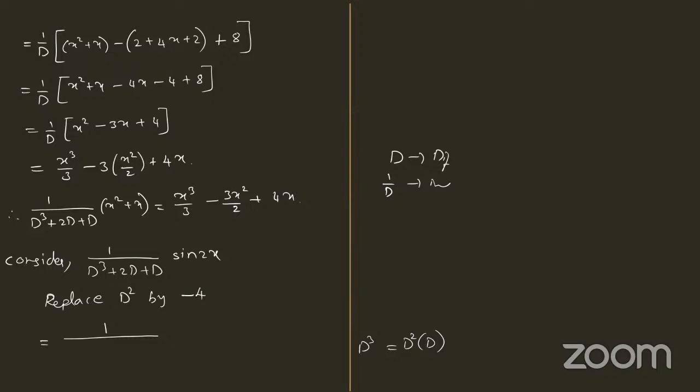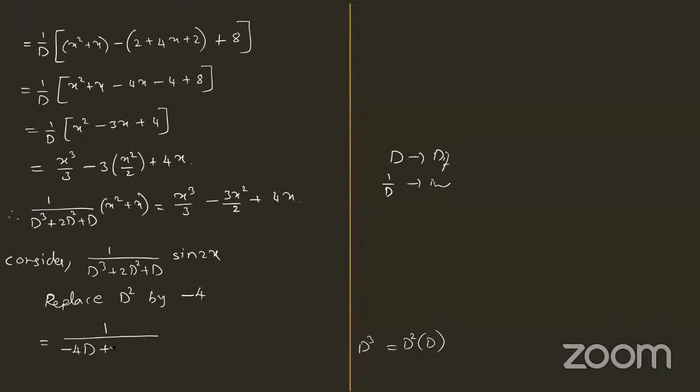So though it is a D cube, you should write it as, first of all, D square into D, and in place of D square, you must substitute this. So therefore, you will get it like this. If it is D cube, it is D square into D. So in place of D square, you have written a minus 4 plus... something went wrong. It is 2D square only.